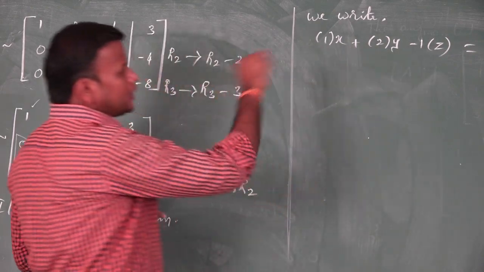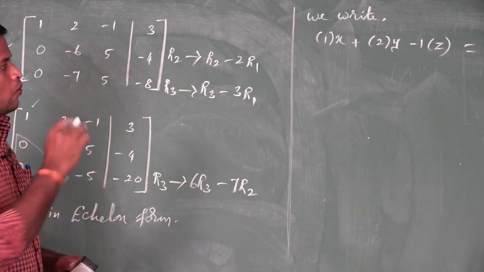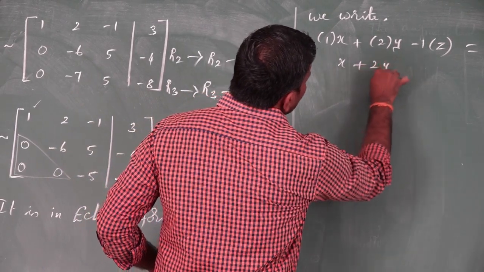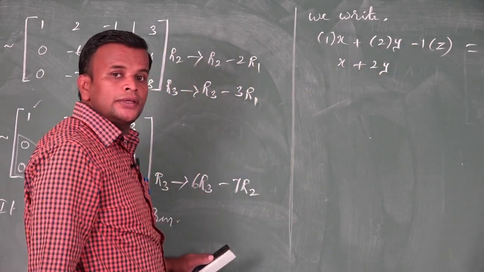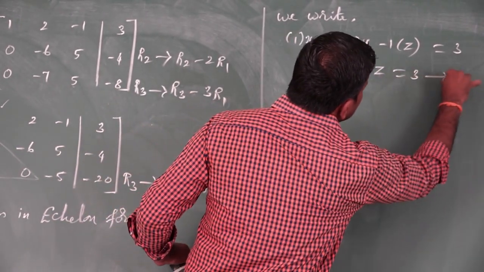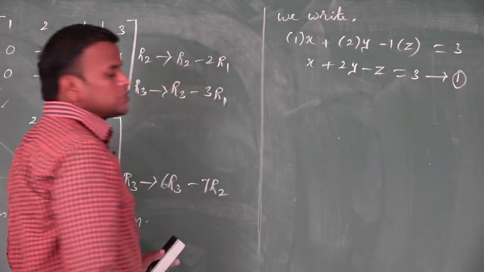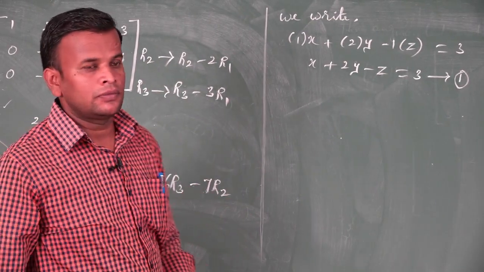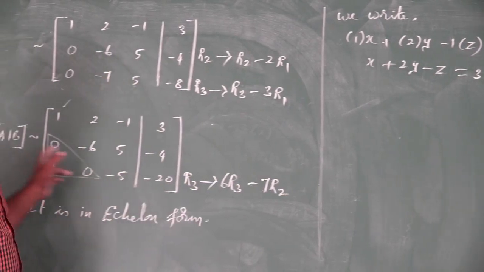This is the first term, so I write briefly. So 1 into x is x, plus 2 into y is 2y, minus 1 into z is minus z, is equal to 3. We use this equation, so I put it as equation 1. It is the first equation. Next, we see the second row.